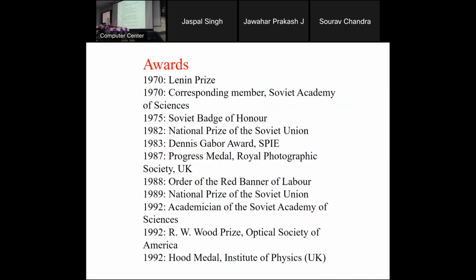After that, awards came very fast, and the work was appreciated by the West. In 1970, he was given the Lenin Prize, became a corresponding member of the Soviet Academy of Sciences, and received the Soviet Badge of Honor, the National Prize of the Soviet Union, the Denis Gabor Award of SPIE, the Progress Medal of the Royal Photographic Society, UK, the Order of the Red Banner of Labor, and the R.W. Wood Prize of the Optical Society.